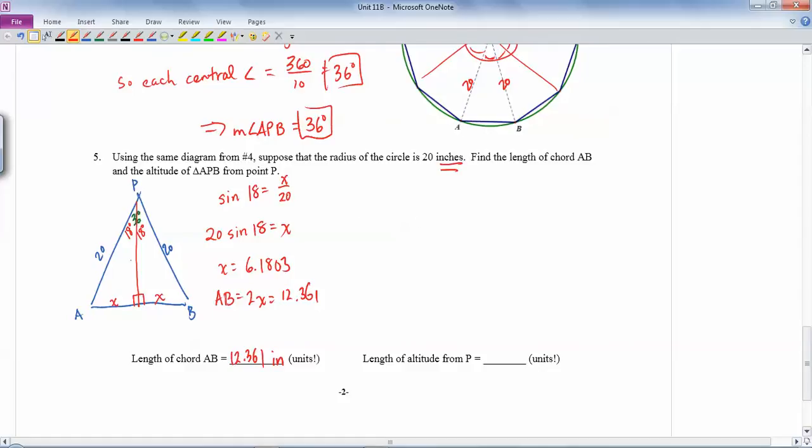And then we need the altitude, so I'll call that Y. And we could use cosine to get Y. So cos 18 is Y over 20. So 20 cos 18 equals Y. So then Y ends up being 19.0211, or 19.021 inches.